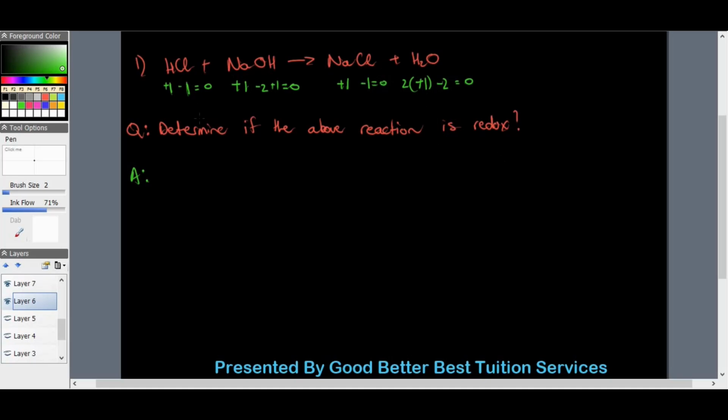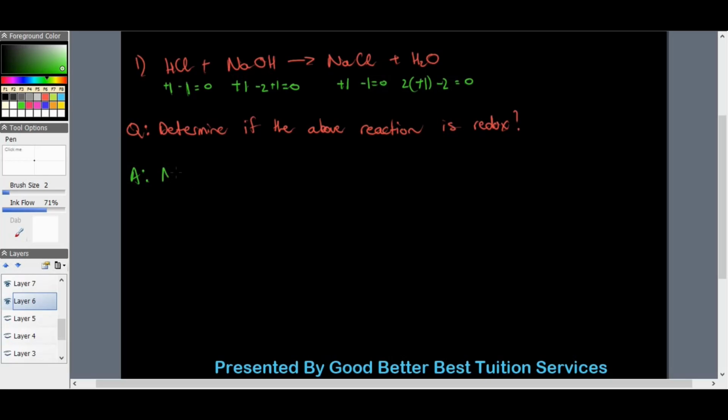Let's run through it quickly. Hydrogen here was +1 and +1 there. It's still +1 on the product side. Chlorine was -1 as a reactant. It's still -1 as a product. Oxygen is -2. Oxygen is still -2. Sodium was +1. Sodium still +1. So we can clearly see that none of the elements have changed oxidation state.